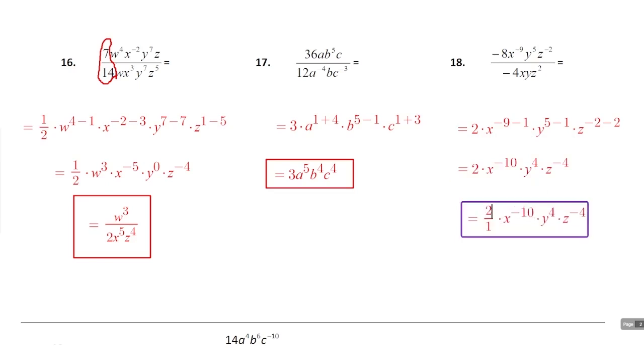2 over 1 is the same as 2. I just need a fraction here. Make sure the 2 goes on top. Then we have x to the negative 10th, which is going to go on the bottom, but with a positive exponent. Then we have times y to the 4th, that's going to end up in the numerator, and then z to the negative 4th is going to end up in the denominator with an exponent of positive 4.